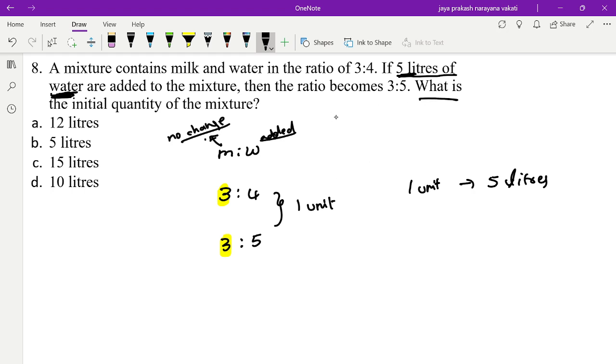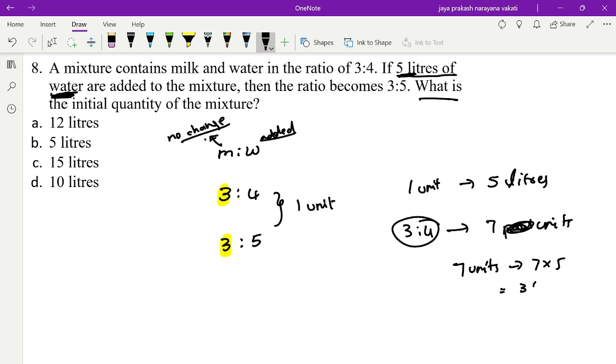It is given what is the initial quantity of mixture. Fine. What is the initial quantity of mixture? 3 is to 4, right? Which is total how many parts? 7 parts. Sorry, 7 units. So 1 unit is 5 liters. Then 7 units will be 7 into 5, 35 liters.